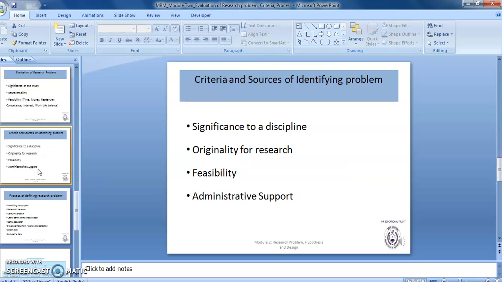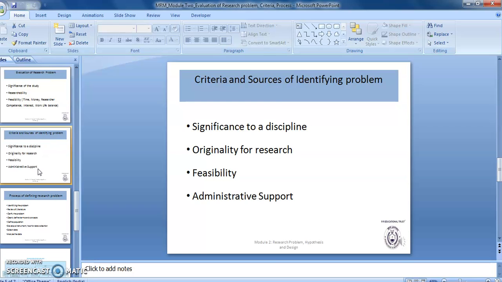The next topic will be the criteria and sources of identifying a problem. Now, how do you identify a problem? We have already discussed this. Again, I am just going to touch upon the basics. First is significance to a discipline. As you are all management students, you might take any multidisciplinary subject, let us say for instance technology, but essentially you will have to connect it with management.